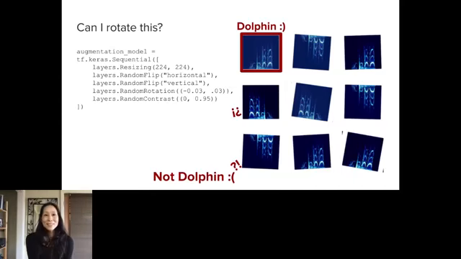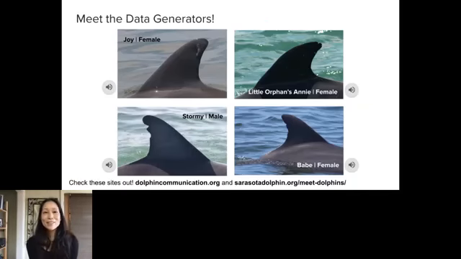So here are the data generators. They've been working hard to create data for us. I got the information from dolphincommunications.org and sarasota-dolphin.org/meet-dolphins. Go check out the website. They have stories about each individual. They're very, very cute. So go ahead and go to the website. I'll play some sound samples for you, and hopefully you can hear them.